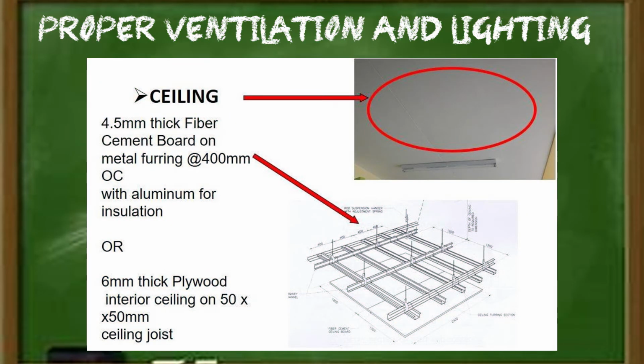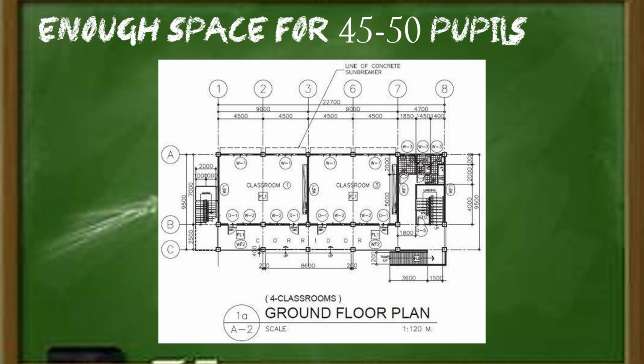The ceiling height of rooms with natural ventilation shall not be less than 2.70 meters measured from the floor to the ceiling. Rooms with artificial ventilation shall have ceiling heights not less than 2.40 meters. Classrooms should also have enough space for 45 to 50 pupils. In your screens, you can see the ground floor plan.